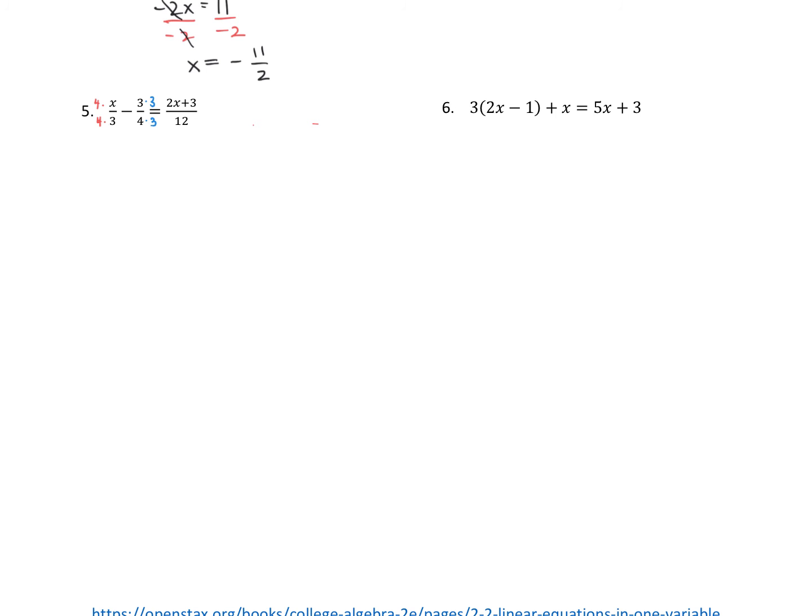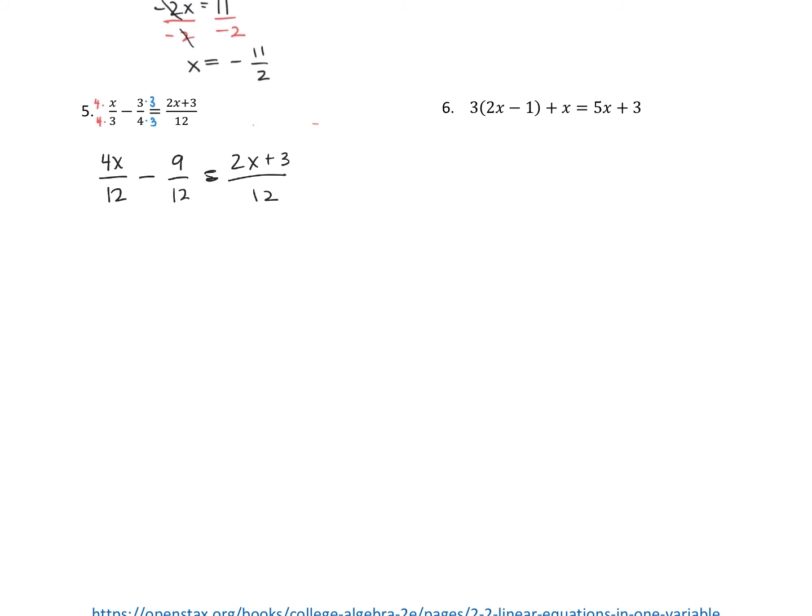So I'm going to multiply the red, so 4x over 12 minus 3 times 3 is 9 over 12 is equal to 2x plus 3 over 12. What you want to do here is combine the left-hand side, the two fractions. You now have a common denominator, so you can combine that into one fraction.